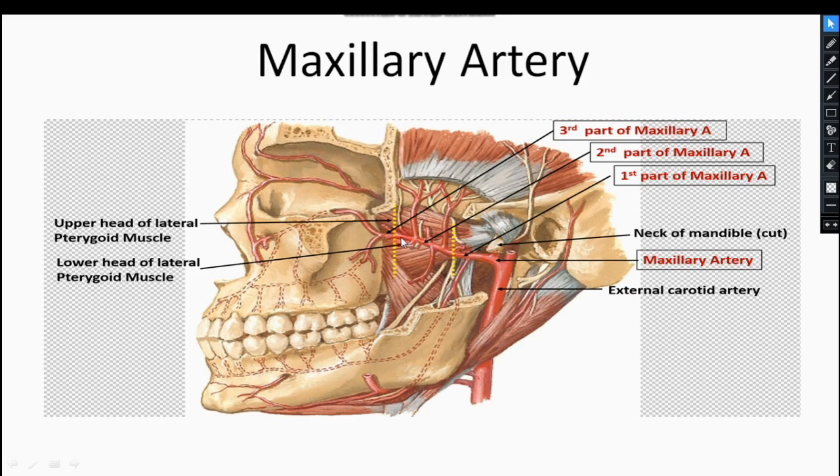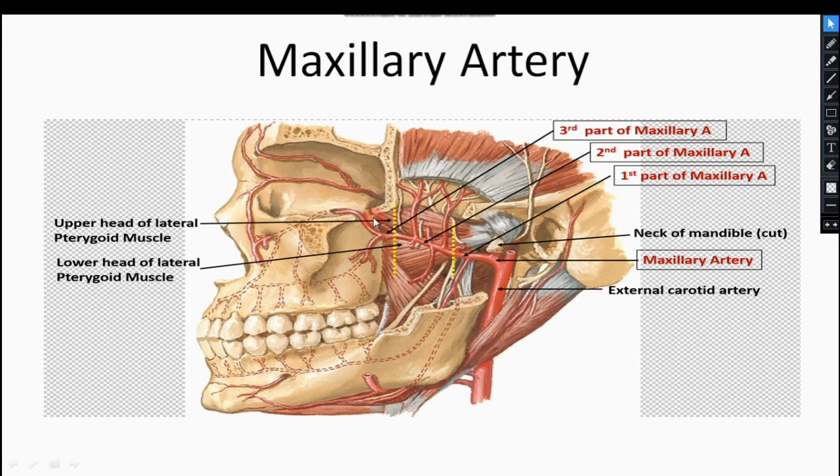You can see it is running forward and upward and giving many branches. So we can see the branches here. In the first part there are a total of 5 branches, whereas in this second or middle part there are a total of 4 branches, and these are muscular branches. They do not have to pass through any foramina. They simply supply the muscles of mastication, so they are the muscular part.